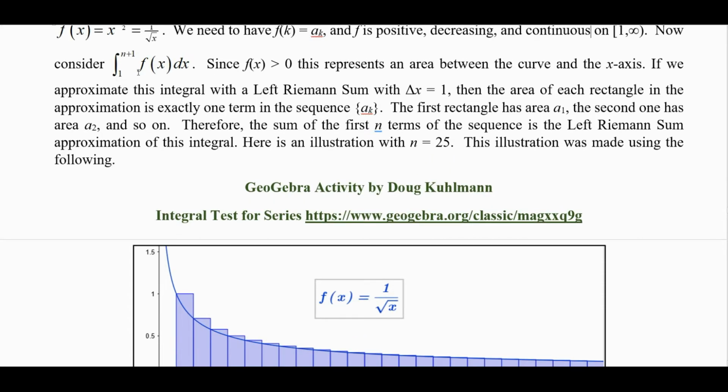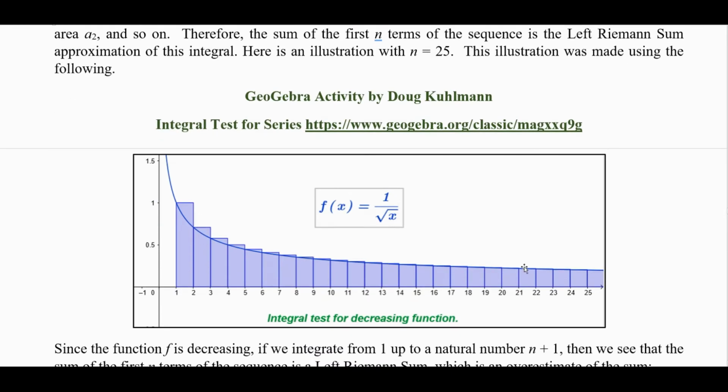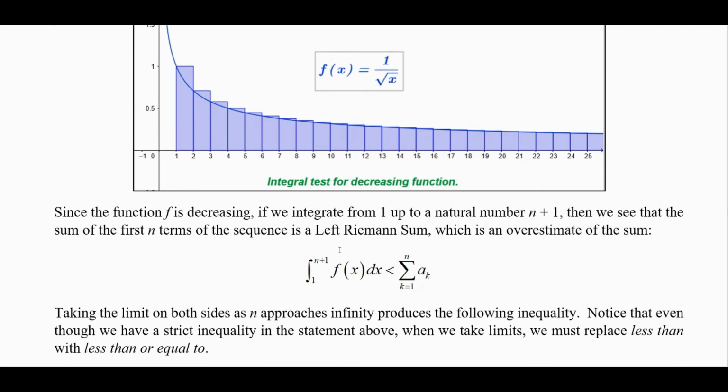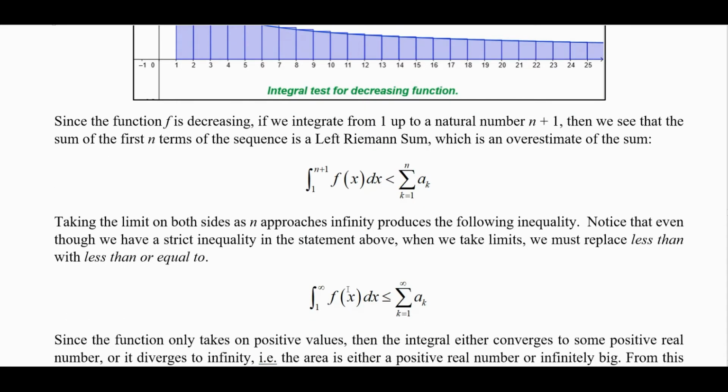Okay, so it's approximated by the sum s sub n is approximately the integral from 1 to n plus 1. But look, it's always an overestimate. So that tells us this integral is going to be less than the sum. The integral from 1 to n plus 1 of f of x dx is less than that sum s sub n, or the sum from k equals 1 to n of a sub k, because the function's decreasing. Well, taking the limit of this expression on both sides as n goes to infinity, it says the improper integral from 1 to infinity of f of x dx has to be less than or equal to the sum from k equals 1 to infinity of a sub k. So on the left we have an improper integral. On the right we have an infinite sum, an infinite series.